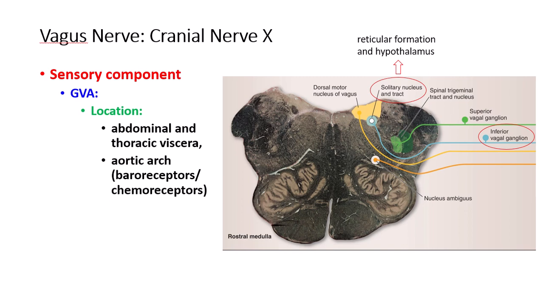So the same pattern is there: sensory information from the visceral organs, so subconscious sensory information, gets to the solitary nucleus, and from there it goes to the reticular formation in the brainstem, and then to the hypothalamus. So it does not go to the thalamus, because the thalamus is for somatic sensory.